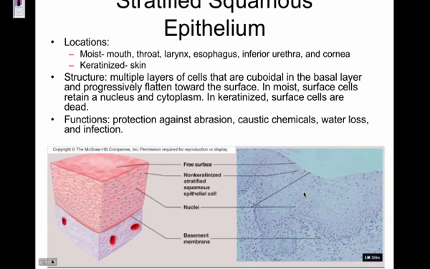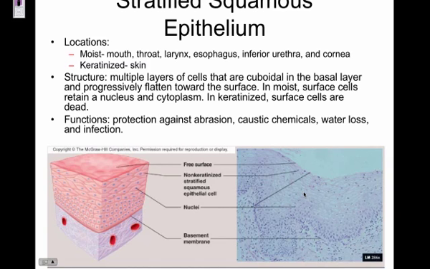Then stratified squamous, you have several layers of the flat cells. And so there's moist stratified squamous and keratinized stratified squamous. The moist is in the mouth, throat, larynx, esophagus. It's considered moist because it's either covered with mucus or some sort of saliva. And keratinized is in your skin.